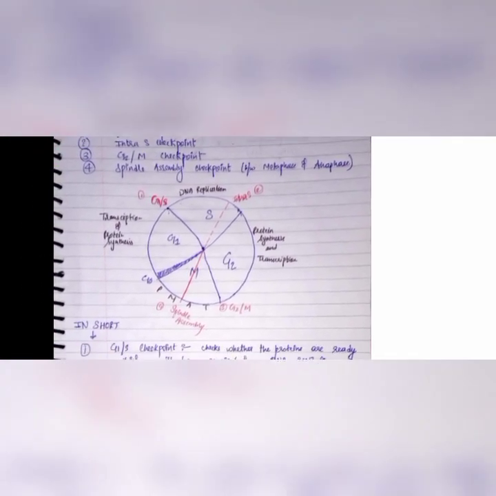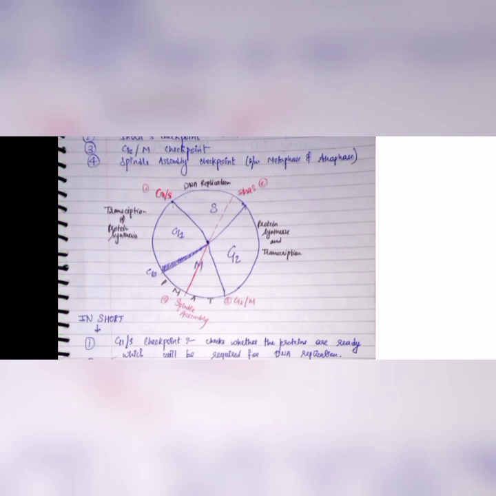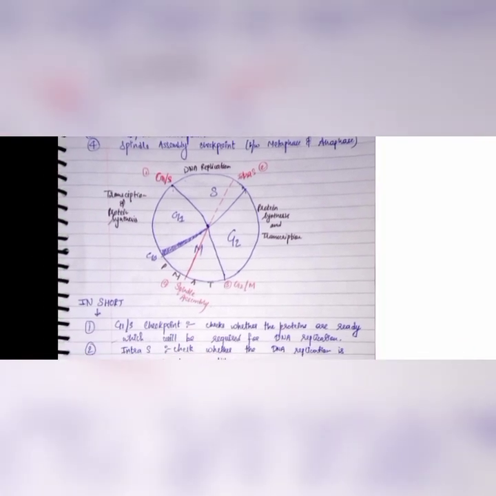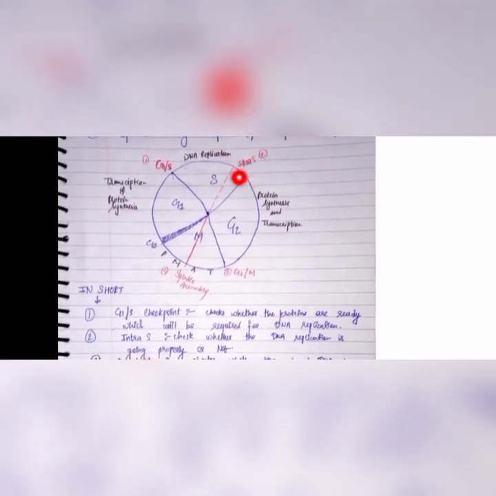this is the G1/S checkpoint. This is the intra-S checkpoint, which is present in the S stage only, S phase only. This is the G2/M checkpoint. This is the spindle assembly checkpoint, which is present between metaphase and anaphase.